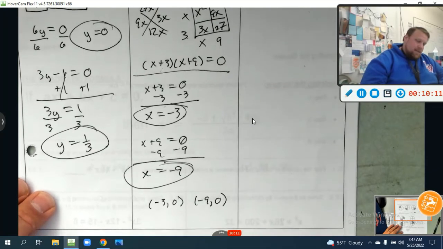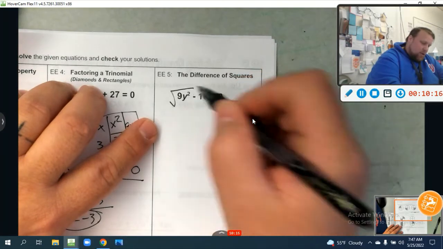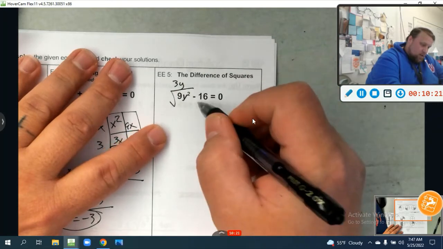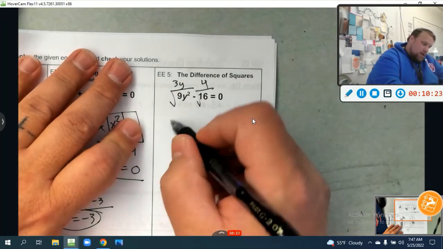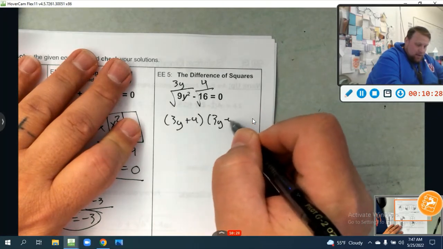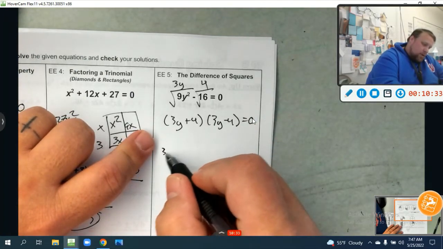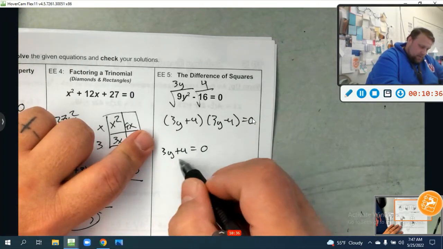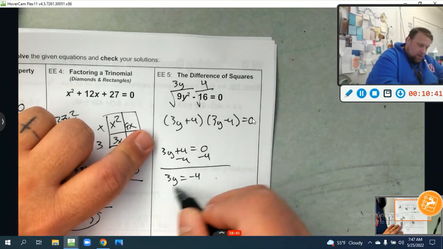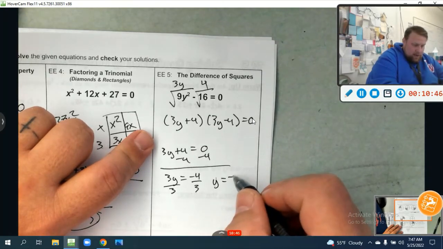But that's later. And then last, what if we have difference of squares? I know the square root of 9y squared is going to be 3y, and the square root of 16 is 4. So this is going to factor to 3y plus 4 times 3y minus 4 equals 0. Whoa, look at that. We have two steppers here. So 3y plus 4 equals 0. Who cares if it's a fraction? Let it happen. 3y equals -4, divide by 3, divide by 3. We get that y equals -4/3.